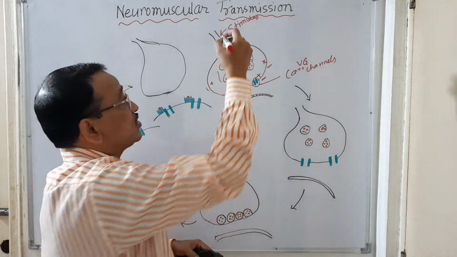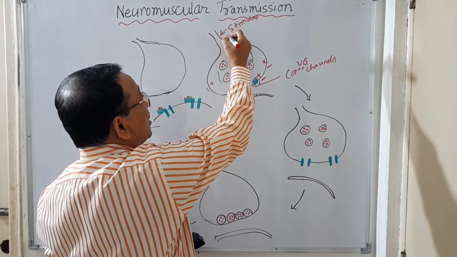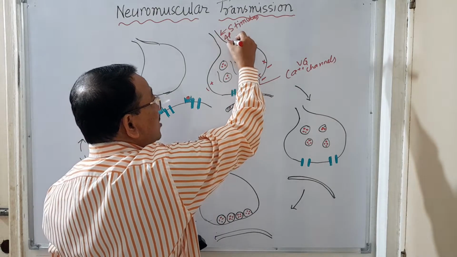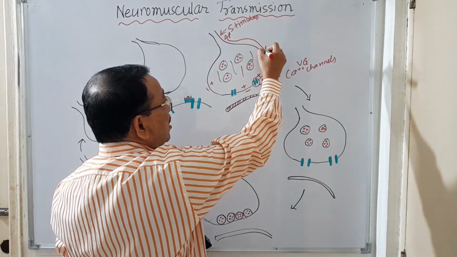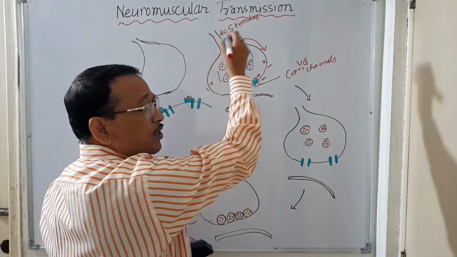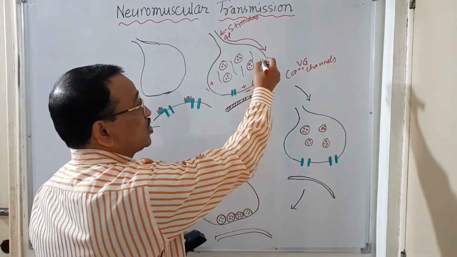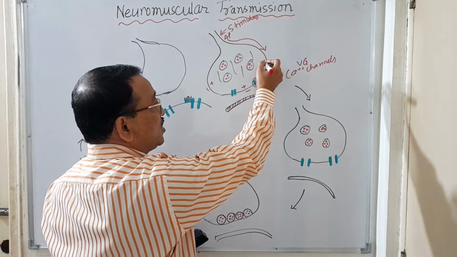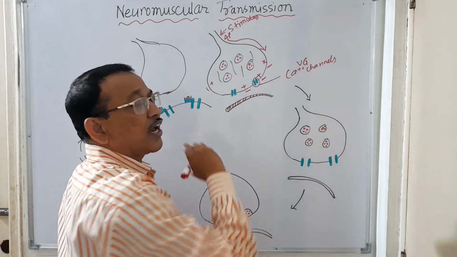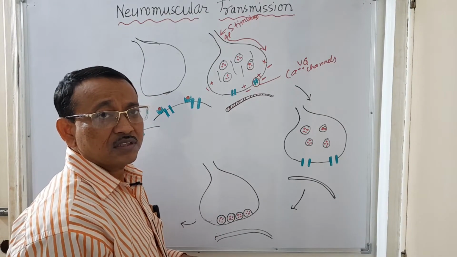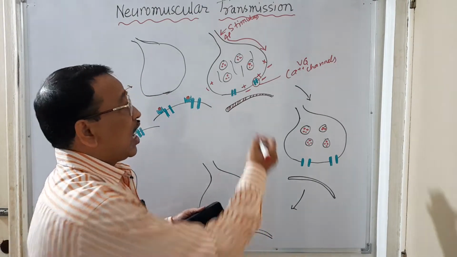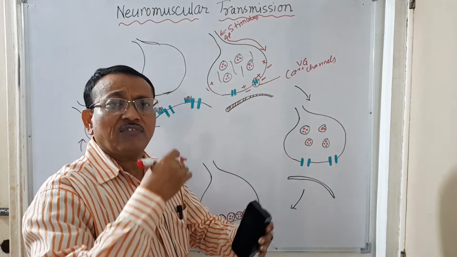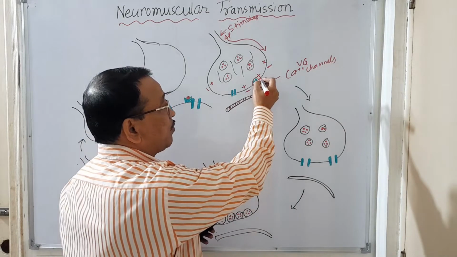So once the stimulus is given, an action potential is generated here, and that action potential will pass through the presynaptic membrane. The action potential passing means the inside of the membrane will be electropositive with respect to the outside of the membrane. So inside will be electropositive. That means a change of the voltage across this membrane takes place.